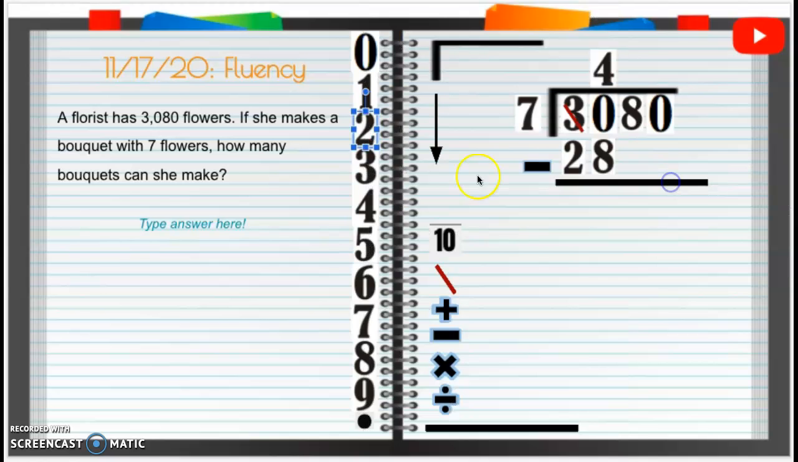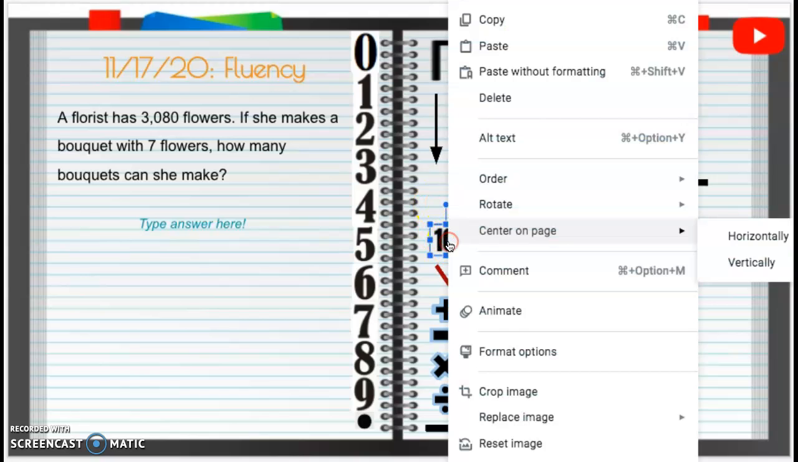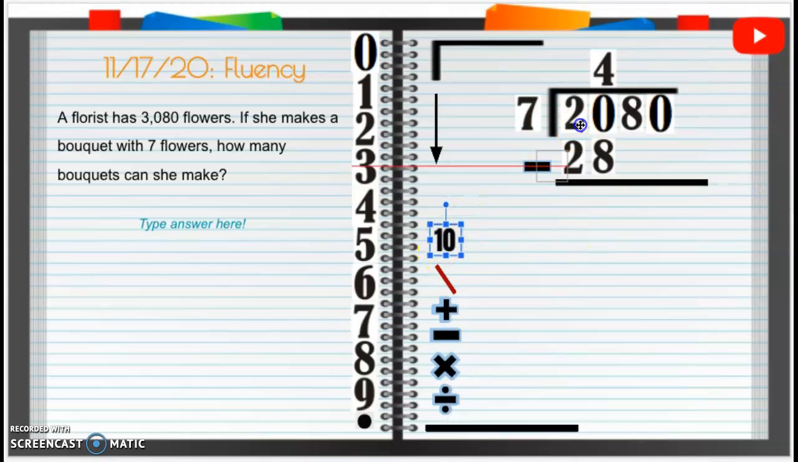That becomes a 2, and that 0 becomes a 10. There we go. 10 minus 8 is 2. 2 minus 2 is 0. What are we going to do with that 8? Bring it down. So, we're going to bring that 8 down.